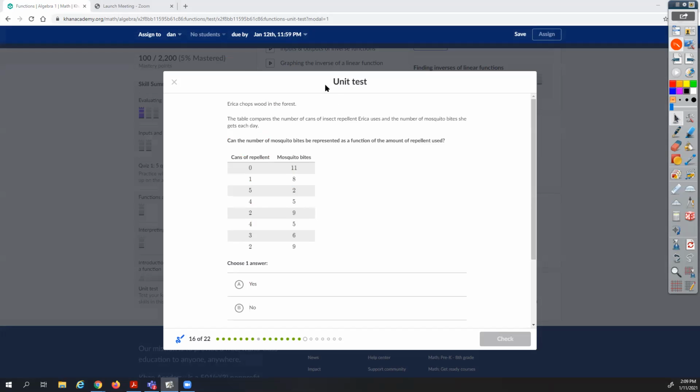All right. It says, Erica chops wood in the forest. The table compares the number of cans of insect repellent Erica uses to the number of mosquito bites she gets each day. Can the mosquito bites be represented as a function?